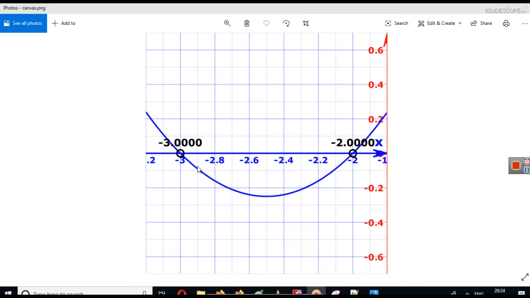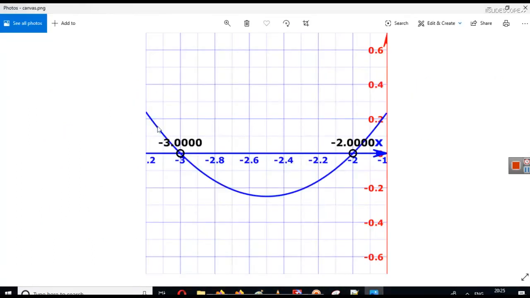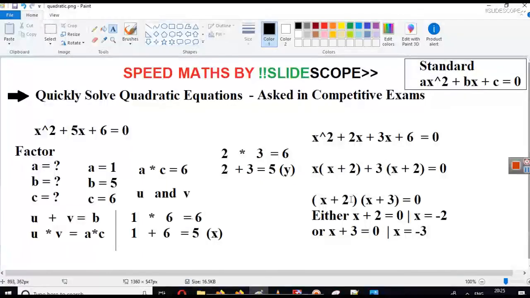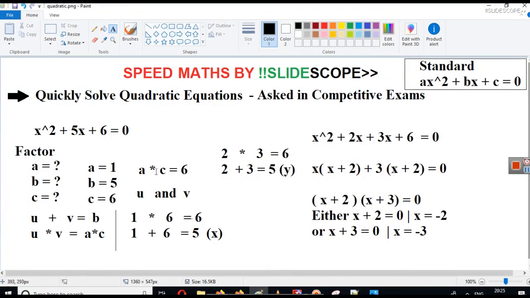You can see here, this is the curve with the equation x square plus 5x plus 6. With this equation, the curve will be like this, and it will touch the x-axis at minus 2 and minus 3, and that is the meaning of these roots here. If you don't want to go with the curve and where it touches the x-axis, you can ignore it. You must know this factor thing so that you can understand what we are getting here.